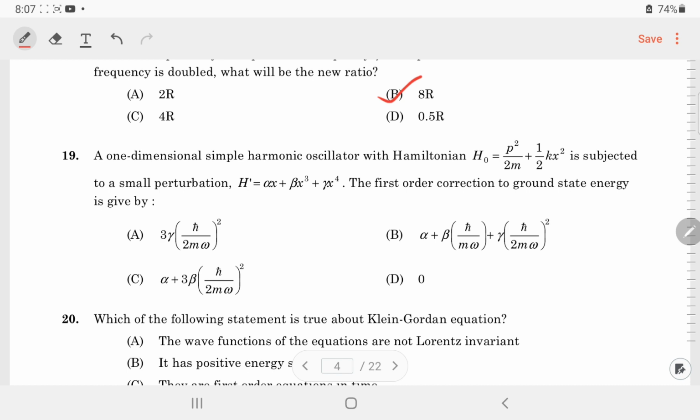Question number 19. A one-dimensional simple harmonic oscillator with Hamiltonian H0 equal to p square by 2m plus half k x square is subjected to a small perturbation, that is H dash equal to alpha x plus b x cube plus gamma x raised to 4. The first order correction to the ground state energy is given by. The answer is option A, that is 3 gamma into h cut by 2m omega square. That is option A.